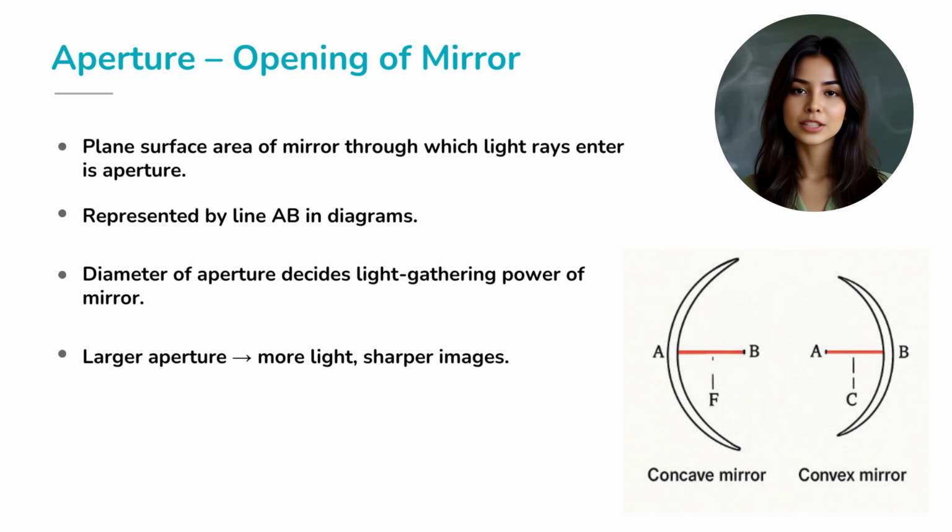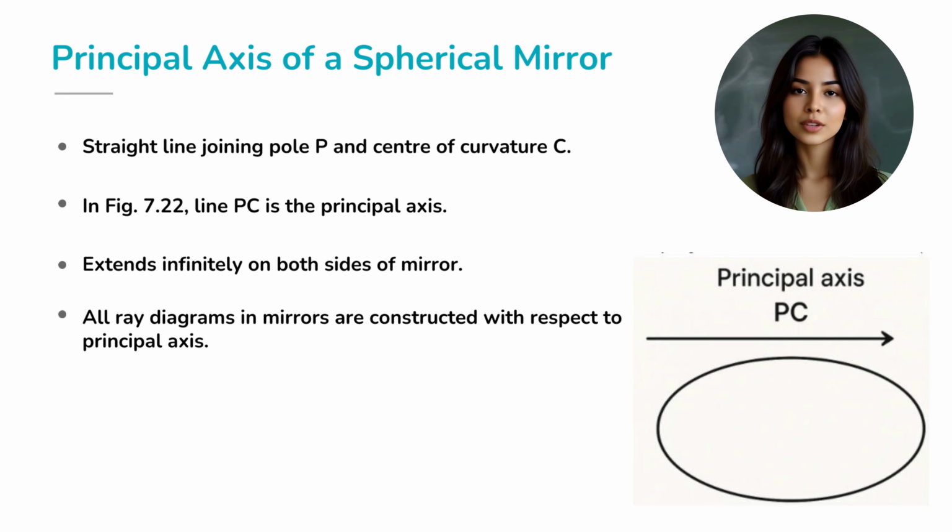Finally, let's introduce the superstar of ray diagrams, the principal axis. It's simply the straight line joining the pole P and the center of curvature C. Extend it on both sides and you've got your reference highway for all light rays. Whenever we draw ray diagrams, every special ray is either parallel to, passing through, or reflected back along this axis. It's like the main road, while all other rays are side lanes connecting back to it.